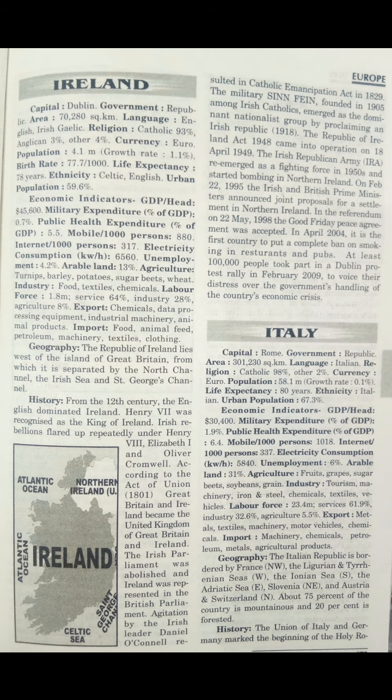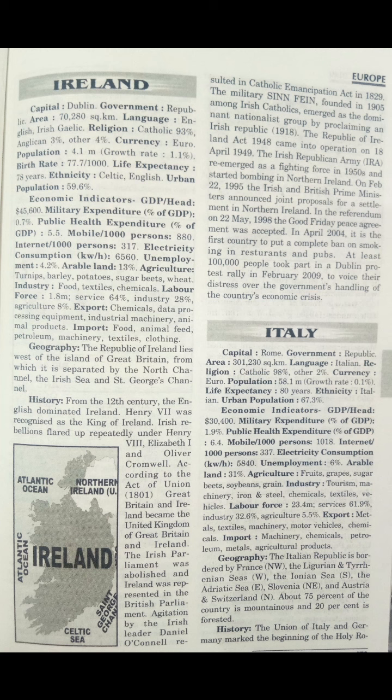Life expectancy is 78 years. Ethnicity is Celtic English. Urban population is 59.6%. Unemployment is 4.2%. Arable land 13%. Agriculture turnips, barley, potatoes, sugar beets, wheat. Industry food, textiles, chemicals. Labor force 1.8 million.